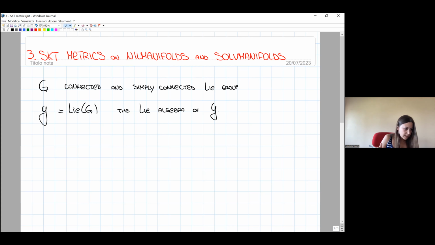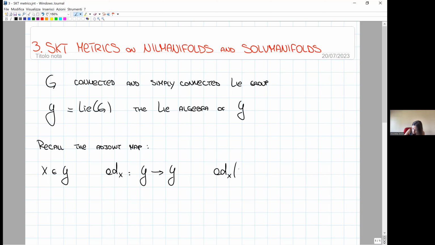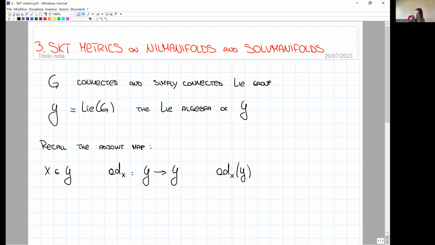And just for notation, let me recall the adjoint map. So if X is an element in the Lie algebra G, ad X will be an endomorphism of the Lie algebra, so it goes from G to G, and it's defined in this way. So ad X applied to an element Y is defined as the commutator of X and Y, okay? So just keep in mind this standard notation.